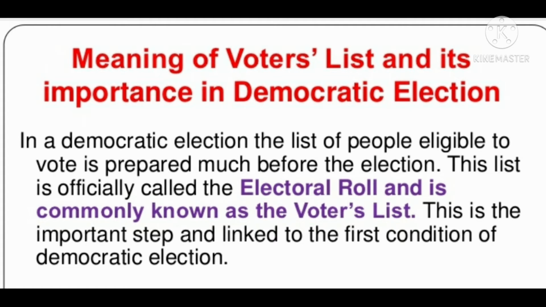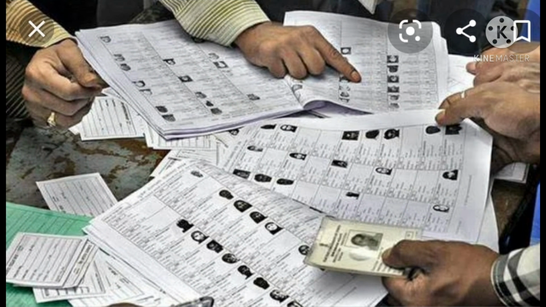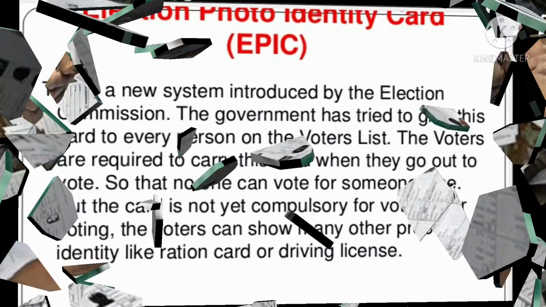Voter list. In a democratic election, the list of those who are eligible to vote is prepared much before the election and given to everyone, which is officially called the electoral roll and is commonly known as the voters list. It is the responsibility of the government to get the names of all the eligible voters put on the voters list.